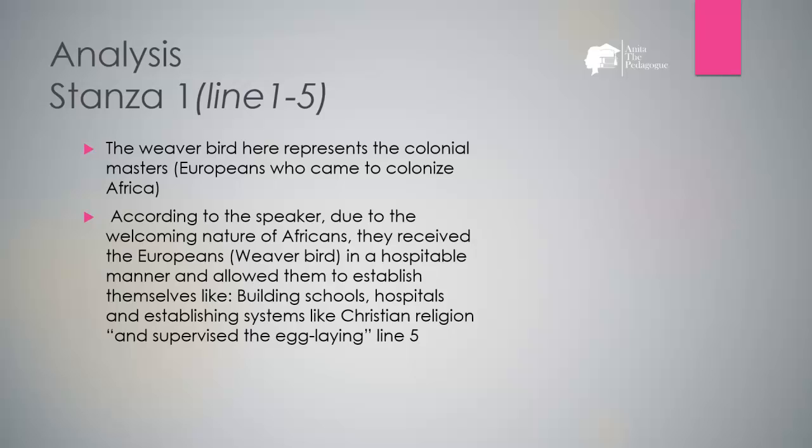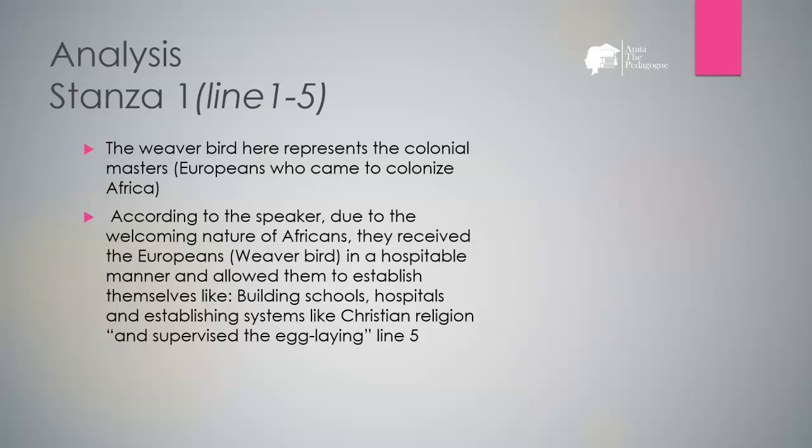According to the speaker, due to the welcoming nature of Africans, they received the Europeans in a hospitable manner, and in this case we are referring to the weaver bird that was welcomed and allowed them to establish themselves. In establishing themselves, they built castles, they built schools, hospitals, and also introduced religion, Christian religion, for example.